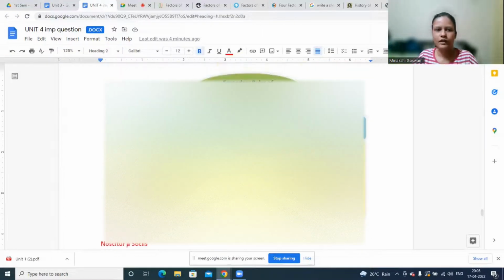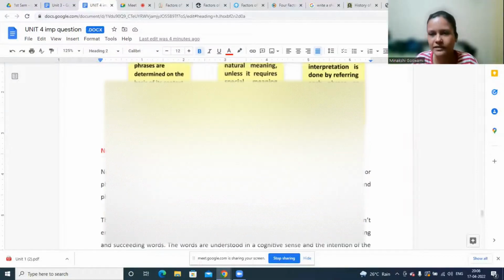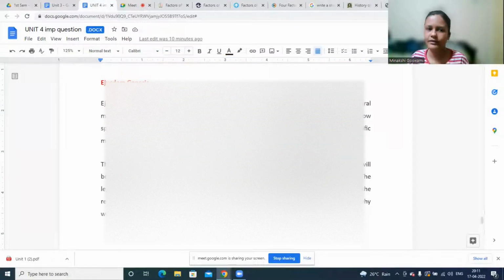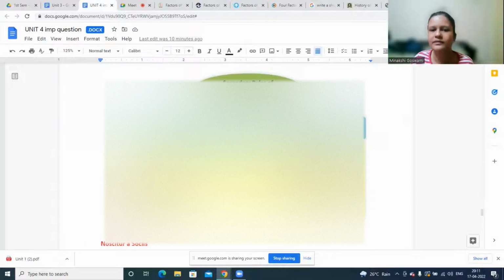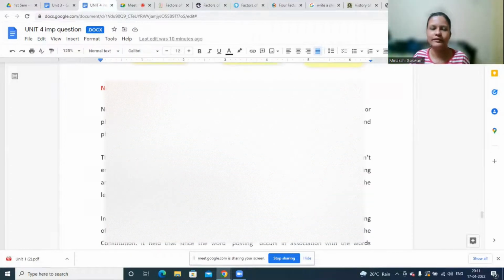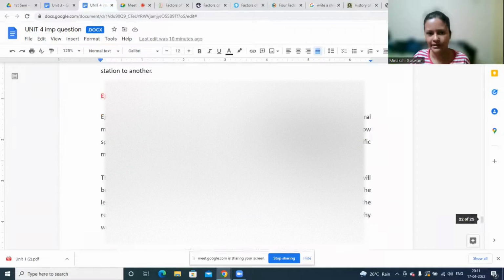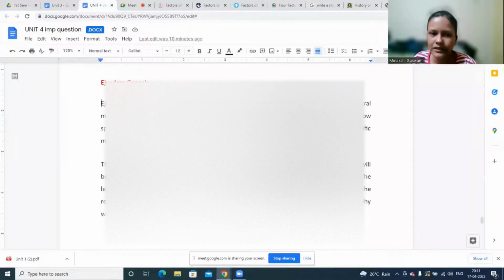Okay, so first of all, we have noscitur a sociis, which means the meaning of unclear words or phrases is determined on the basis of its context and the words and phrases surrounding it. Now, another one we have is ejusdem generis. Now, what does this mean? It means the word should be given their natural meaning unless it requires special meaning based on the context. Again, we are talking about context here. Now, what is it? Ejusdem generis means of the same kind.